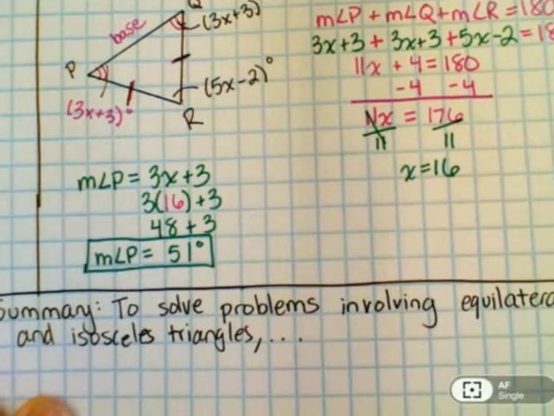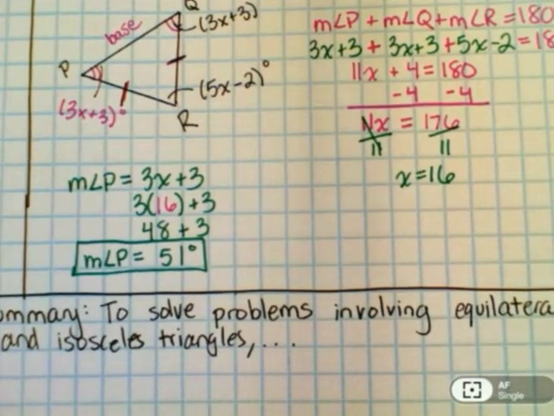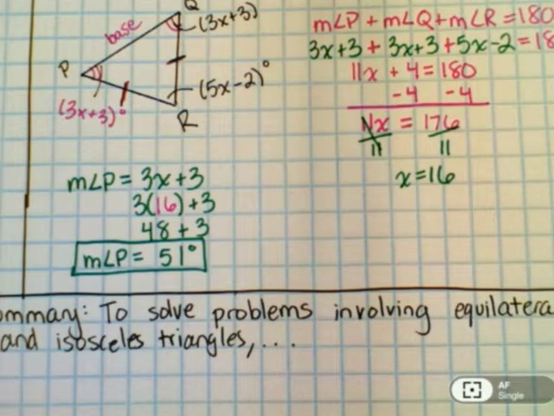And then when you're done with that, go ahead and write your summary. I started it for you. It should say, to solve problems involving equilateral and isosceles triangles. And then you go ahead and finish that sentence, and then you're all done.